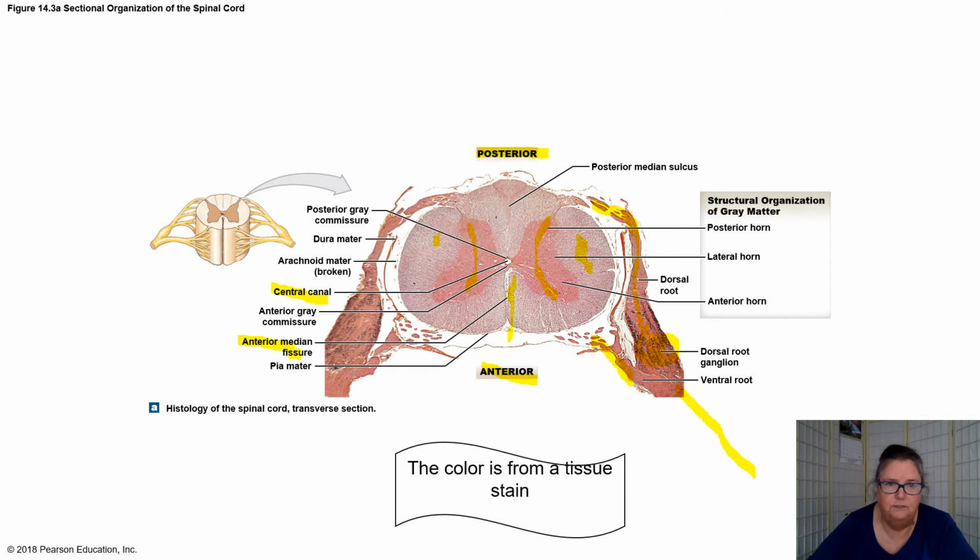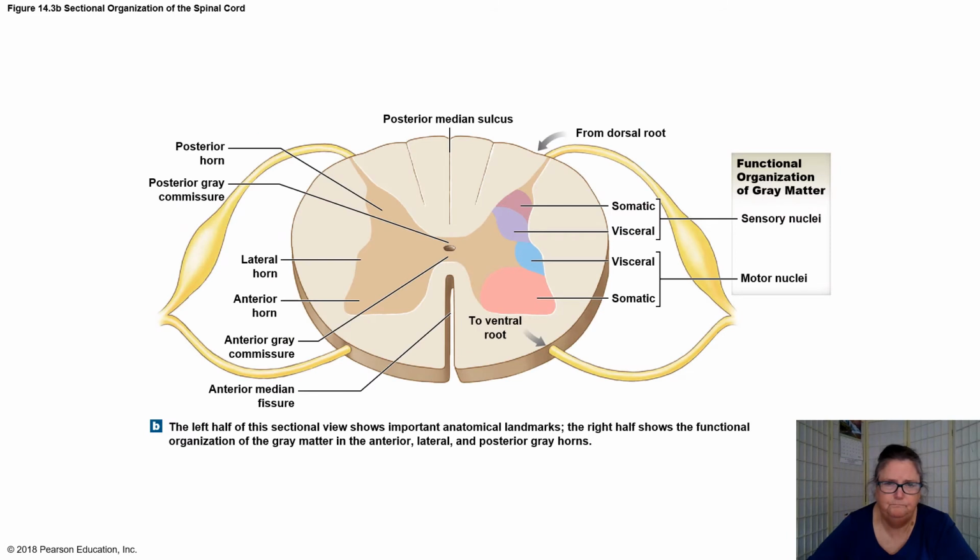All right. There we see the arachnoid torn up in this light micrograph. Lateral horn, not much of a horn. Anterior horn, more convincing of a horn. Posterior horn of that gray matter. All right. So here we can see some function in the horn.